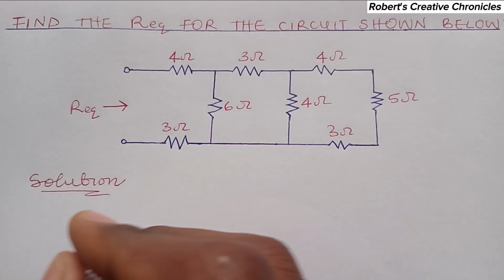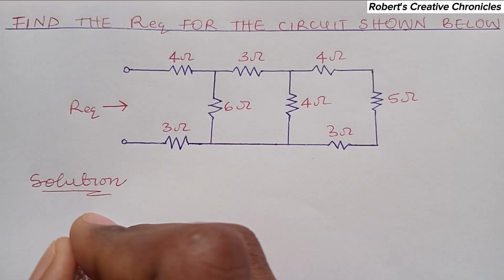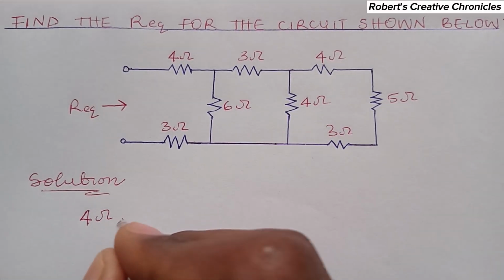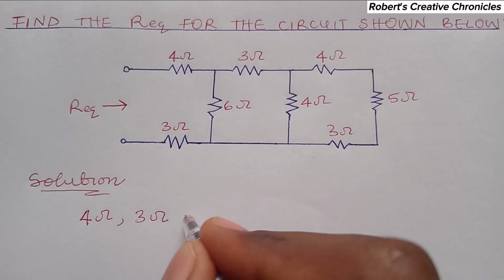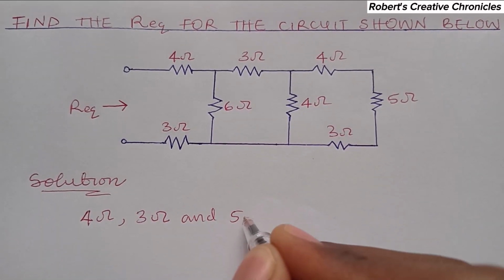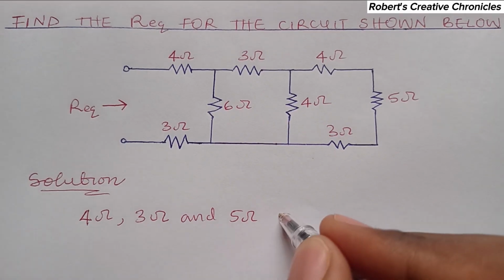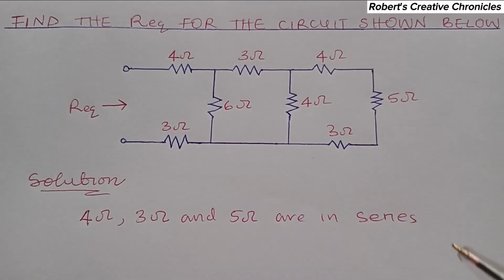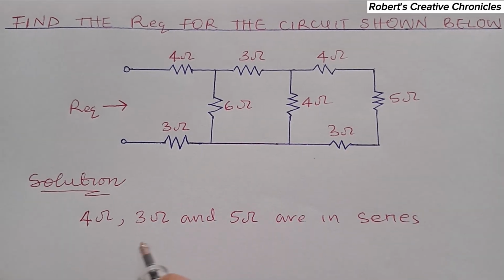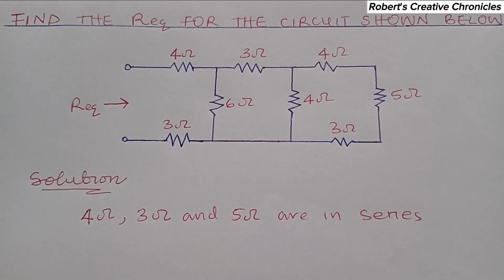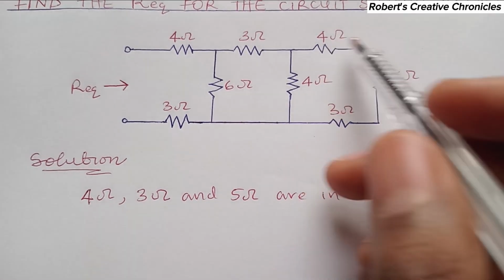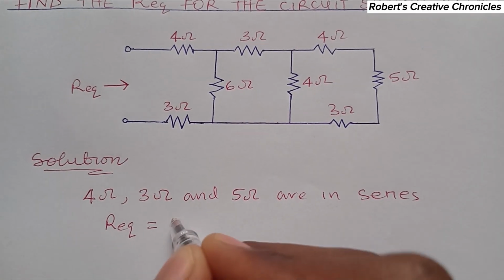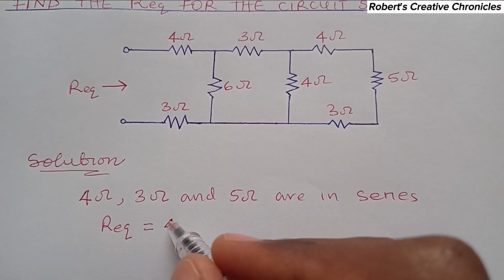So you will say 4 ohm, 3 ohm, and 5 ohm are in series. So now the equivalent resistance of these 3 resistors will become... resistors that are in series, you add them.